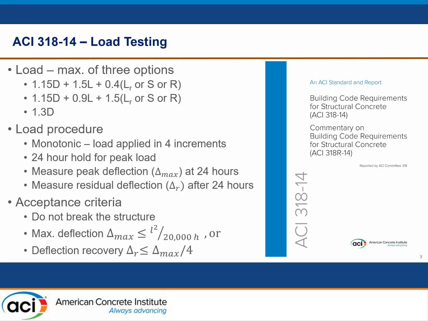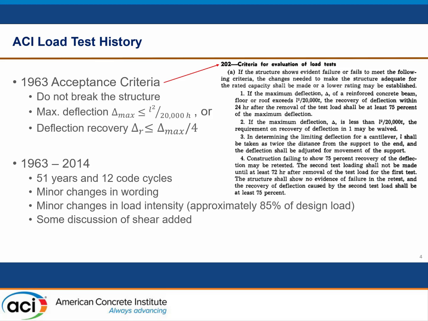The load testing procedure was monotonic, as Brian had talked about. You put the load on in 4 increments, you measured displacements, kept it on there for 24 hours, you looked at recovery. And the acceptance criteria, there's basically 3 of them. In simple terms, don't break the structure, keep it as simple as possible, a maximum deflection criteria, or a deflection recovery criteria. That's the basics of it. There's also the requirements if you want to do an additional test, a couple other smaller requirements, but you're basically looking at the deflection of the structure and the condition of the structure when you're done, and don't break it.